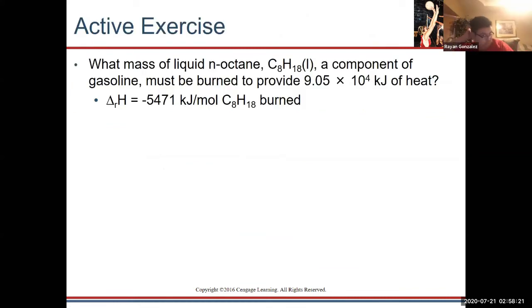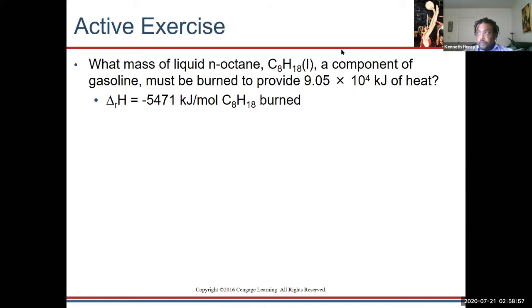Here is your example. What mass of liquid octane, C8H18, a component of gasoline, must be burnt to provide 9.05 times 10 to the 4th kilojoules of heat? Your enthalpy of reaction is negative 5,471 kilojoules per mole of octane.